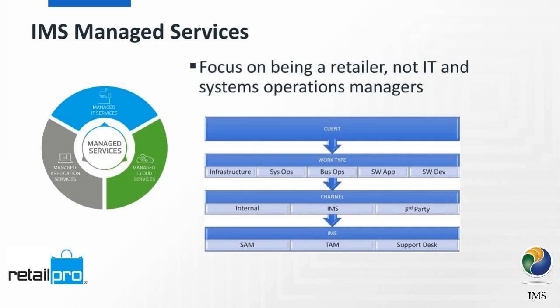If you look at this chart here, this essentially shows you what things need to be done, what work types need to be handled to run Retail Pro, to run your business. You need an infrastructure, so your network and your power. Systems operations are going to be the maintenance of Retail Pro, the maintenance of some of the applications. Business operations, how you utilize the product, the software app itself, and then development, really anything that's out of the box that you guys need done.